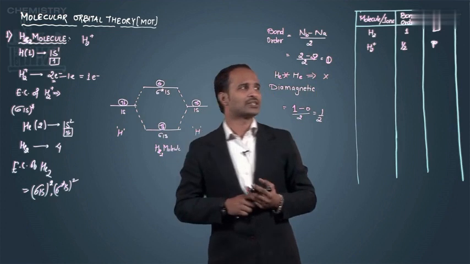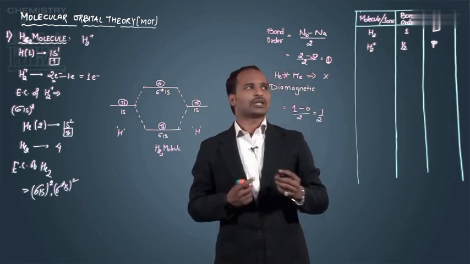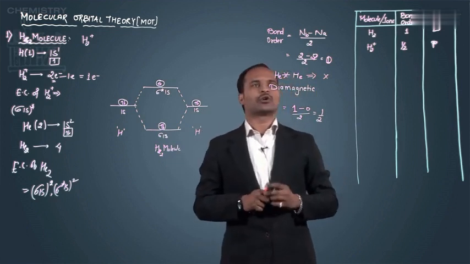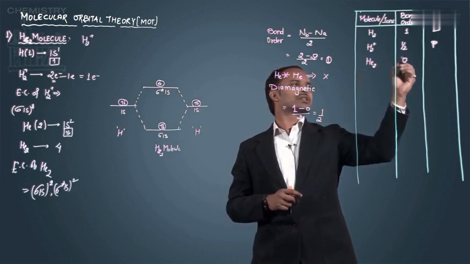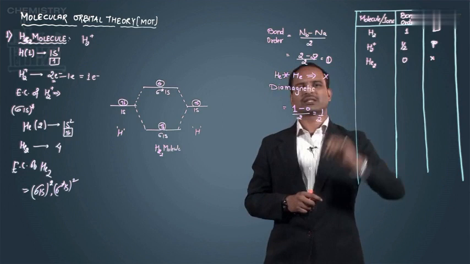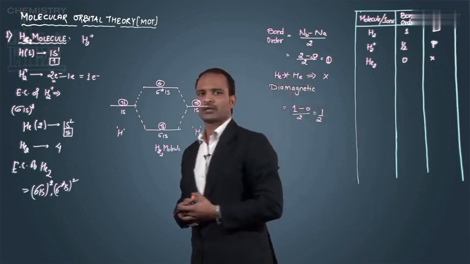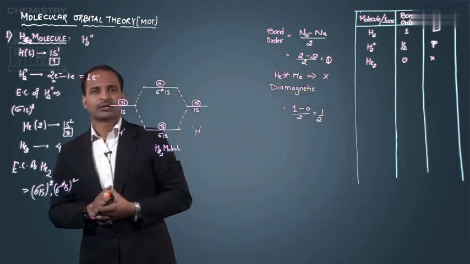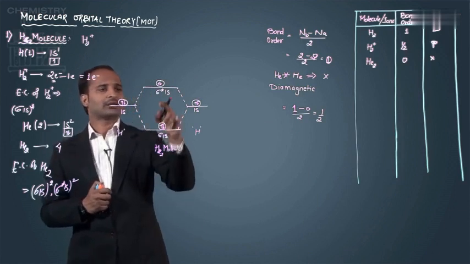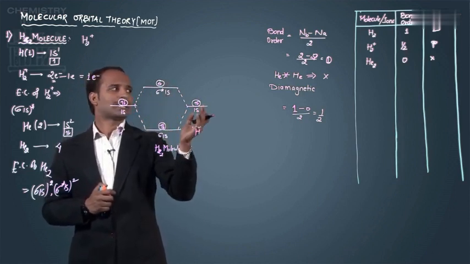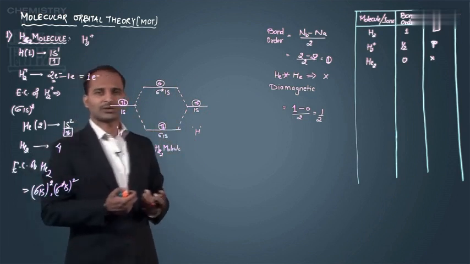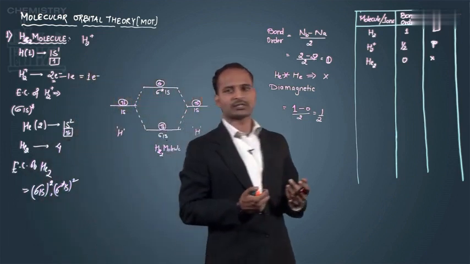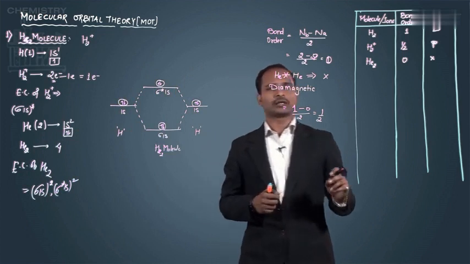He2 will not exist, right? So the He2 molecule does not exist because the bond order is 0. If the molecule does not exist, then there is no need of writing whether it is paramagnetic or diamagnetic. Suppose the molecule exists, then here the answer would have been diamagnetic because the electrons are paired in a molecular orbital. But since the molecule does not exist, there is no need of writing whether it is paramagnetic or diamagnetic.